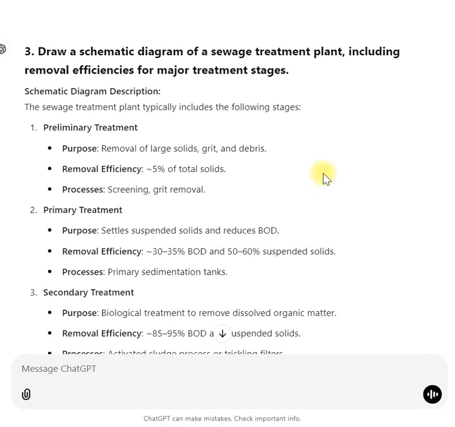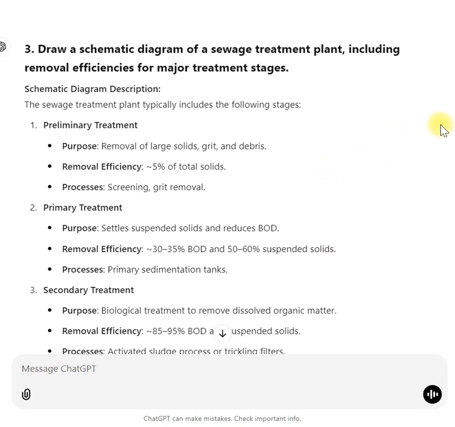3. Draw a schematic diagram of a sewage treatment plant, including removal efficiencies for major treatment stages. Schematic diagram description. The sewage treatment plant typically includes the following stages. 1. Preliminary treatment. Purpose: removal of large solids, grit, and debris. Removal efficiency: 5% of total solids.